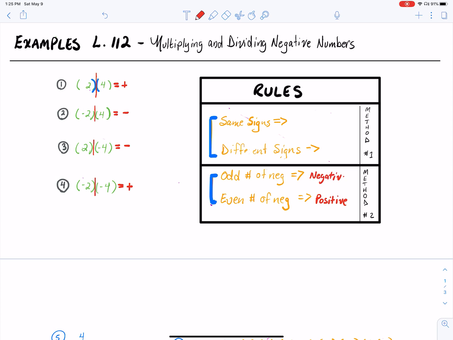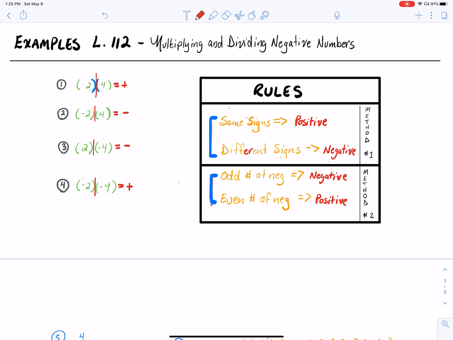Now there's another way to keep track of these. If you'll notice, in problems 1 and 4, both numbers have the same sign, and your answer is positive. If you look at problems 2 and 3, both numbers have different signs from each other, and your answer is going to be negative. So that will help you out.